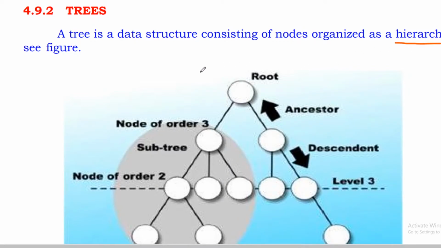A tree is a data structure which is a collection of nodes. They are organized using a hierarchical relationship. You can see it starts from here, then we have this, next we have this. So this is a hierarchical relationship, and that is what we call a tree.